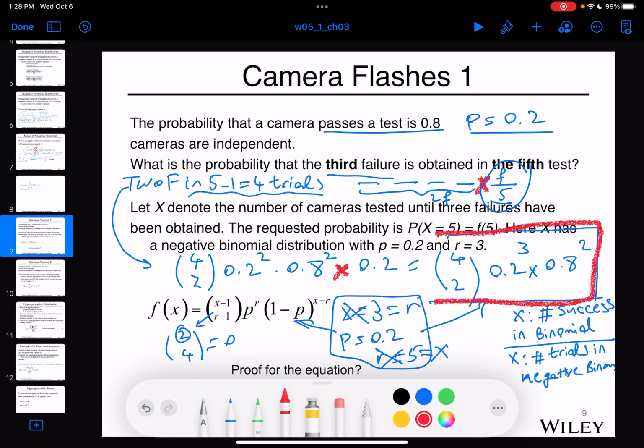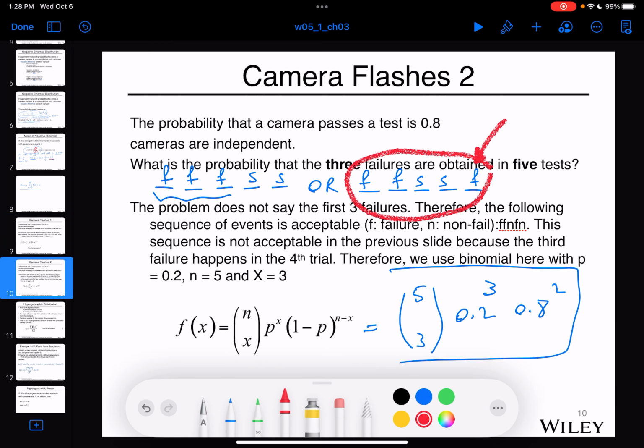Yeah, go ahead. Scroll down. Yeah. I don't understand the difference between question 2 and question 1. Okay, yeah, that's a good question.